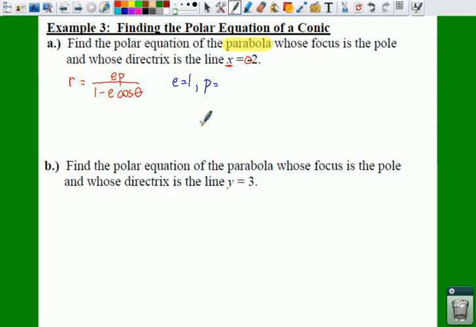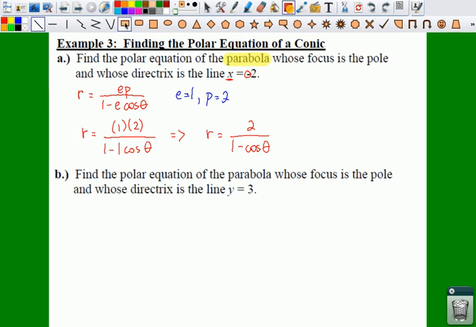So we're going to plug in for your equation r equals e, which is 1, times your p, which is 2, all over 1 minus 1 cosine of theta, and we can clean this up a little bit and just say we have the equation r equals 2 over 1 minus cosine theta. And that is the equation for a parabola that has its focus at the pole and has a directrix of x equals -2.